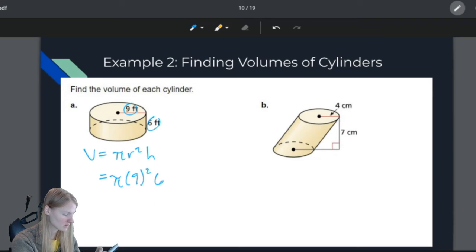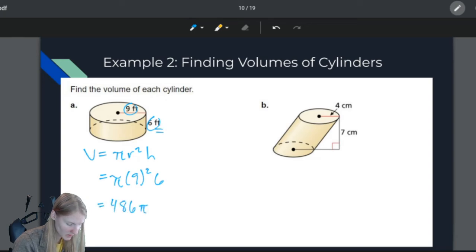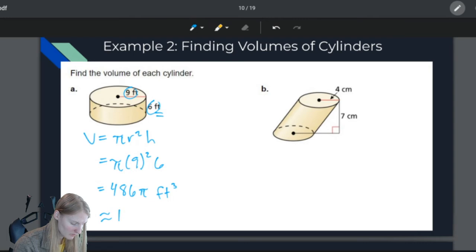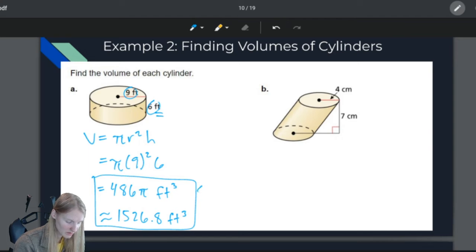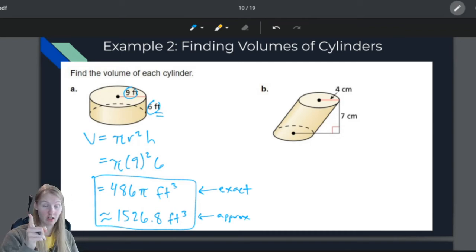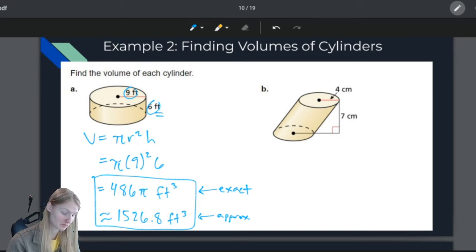So I'm going to do 9 squared times 6. So this is 486 pi feet cubed. Don't forget your units. Cubed because we're using volume. And now if I want the approximate answer, I'm just going to multiply 486 by pi. So this is approximately 1526.8 feet cubed. So both of these answers are correct. This one is exact, and this one is approximate. Whichever one you want. But your IXL might ask for it in exact form, so be ready for that.